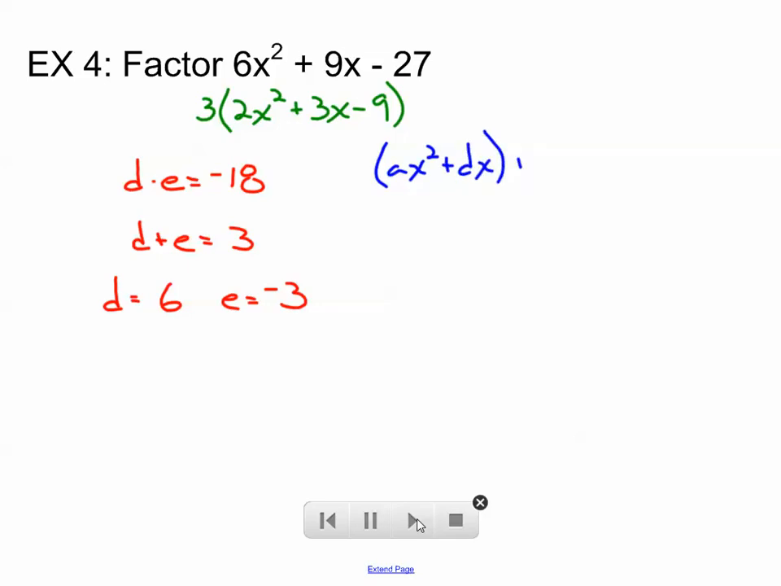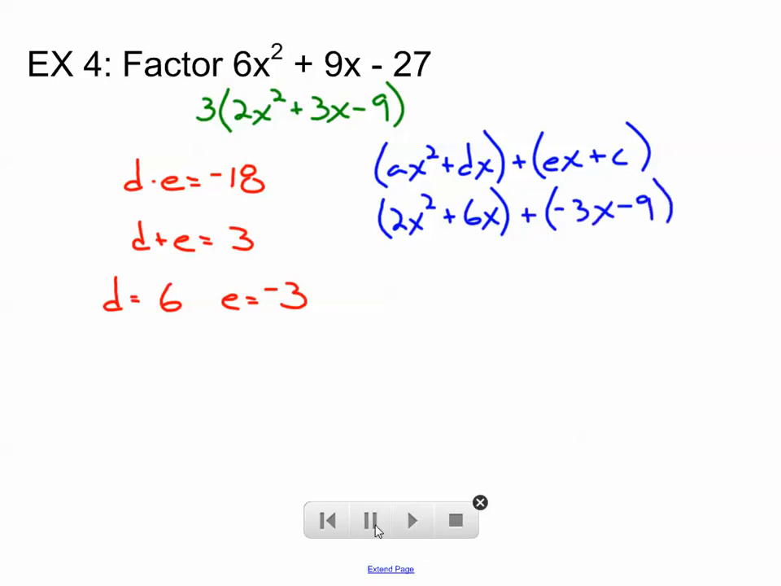Here's our formula. Remember that we're using the values of this trinomial after we took the greatest common factor out. So a is 2, d is 6, e is negative 3, and c is negative 9. Factor a 2x out of the first. Factor a negative 3 out of the second.